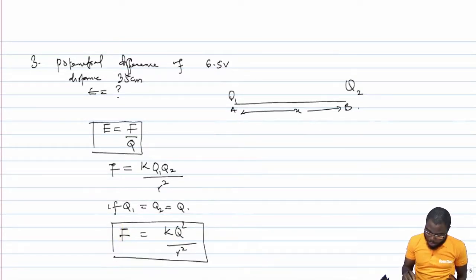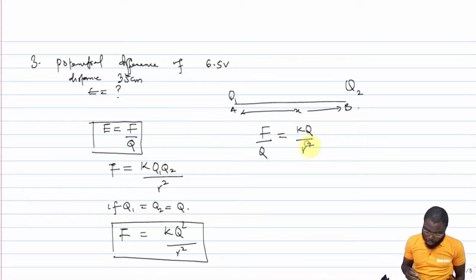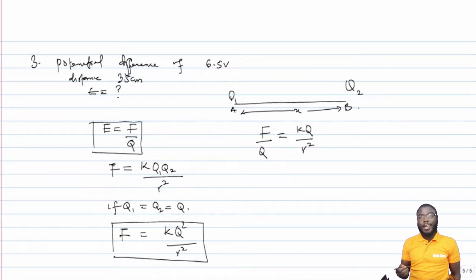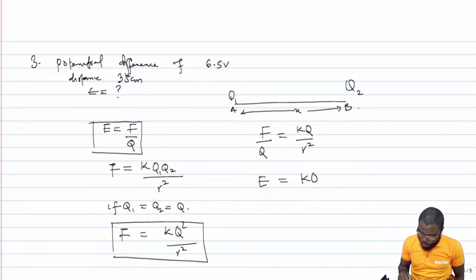Then from here, one of these q comes here, F over q will be equals to kq all over r square. Don't forget what I told you. Electric field intensity is F over q, that's force per unit charge. So here now you're having force per unit charge. It means you have another formula for electric field intensity. But F over q is electric field intensity, so it means that E is equal to kq all over r square.